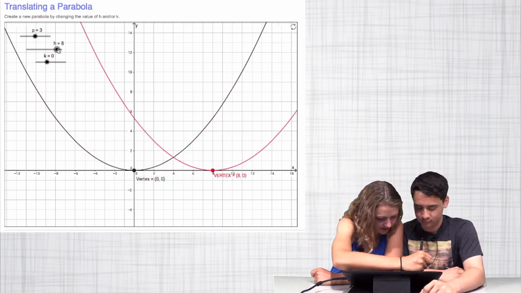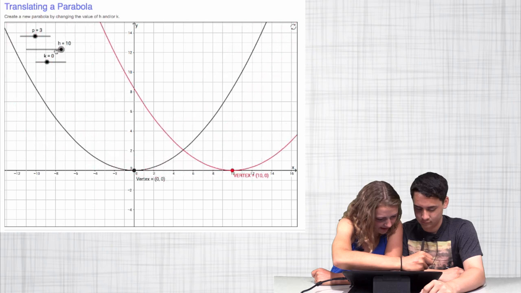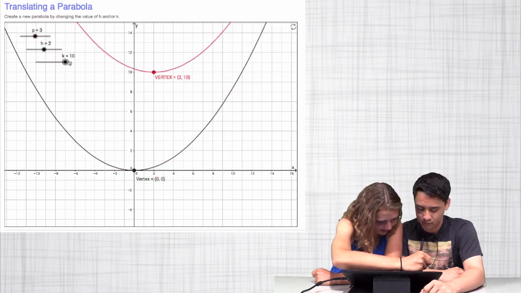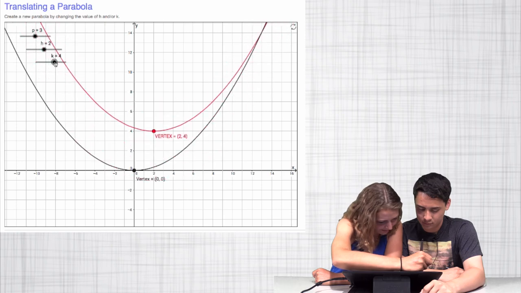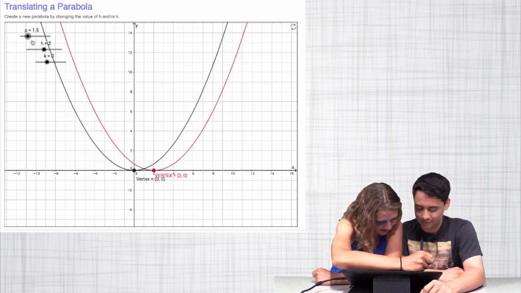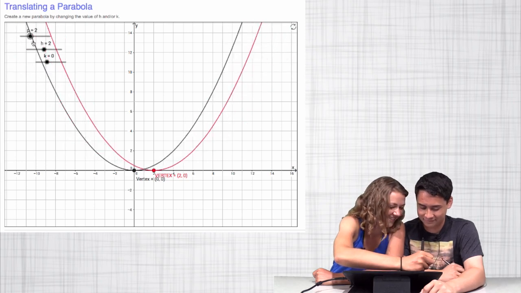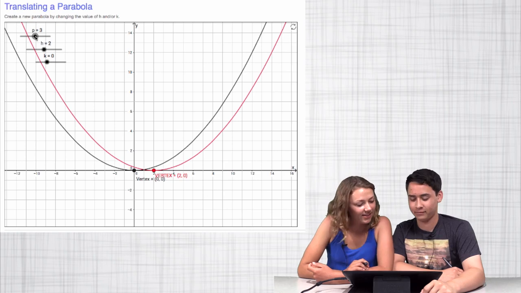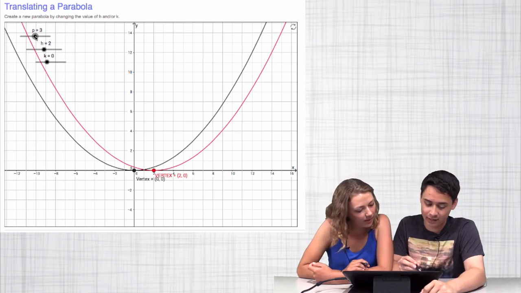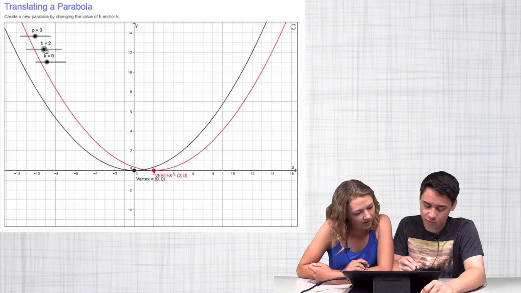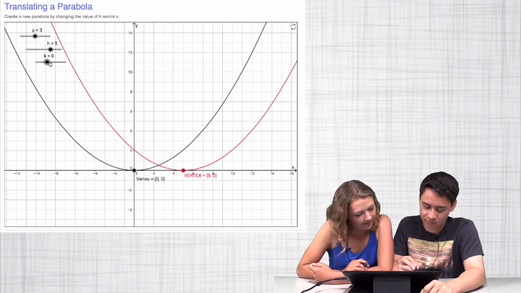Okay, H is going to move it from right to left. K is going to move it up and down. Then P is going to make it bigger or smaller. What'd you figure out? That our P makes it wider and smaller. Our H moves it side to side. And then our K moves it up and down.